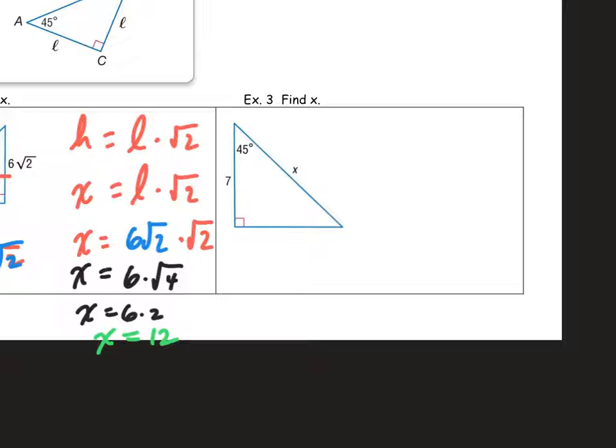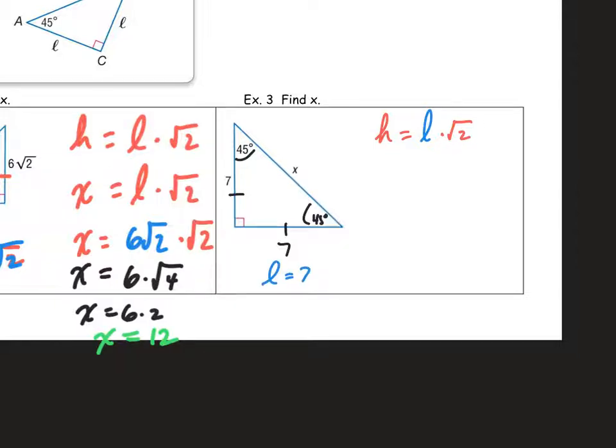Looking at example number 3, I'm asked to find the value of x again, and x is along my hypotenuse. So that means that the hypotenuse h is equal to L times the square root of 2. If I look over here, I see that I have a 45-degree angle, so that means this angle also has to be 45. So now I have base angles that are congruent, which means these opposite legs are congruent. So I know in this problem that L is equal to 7.